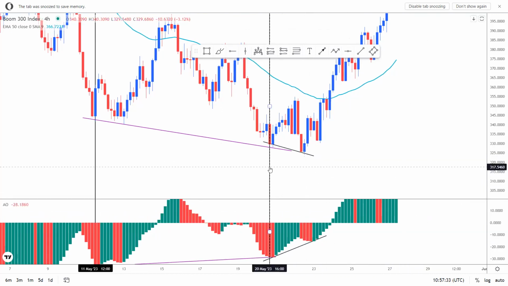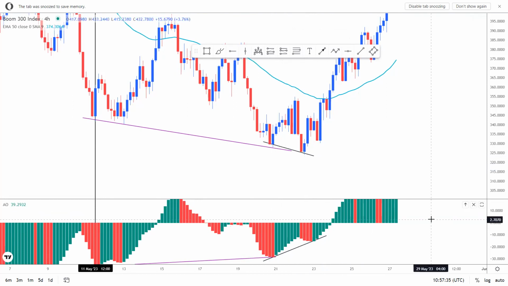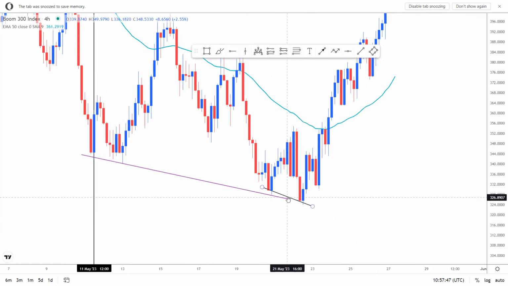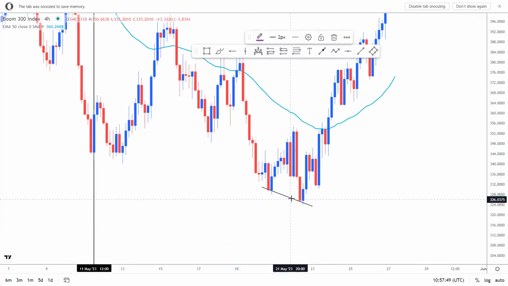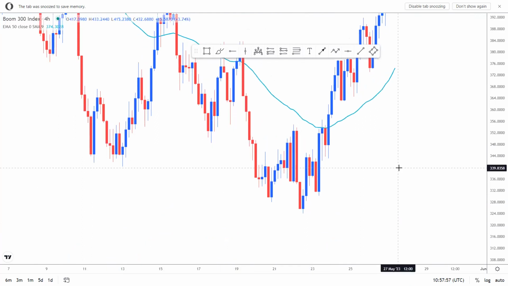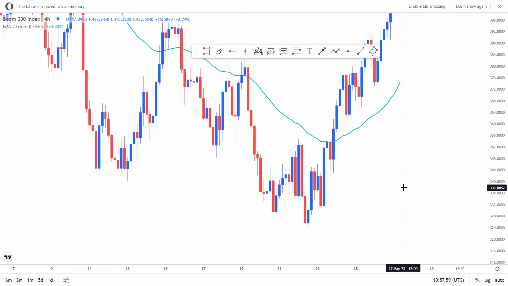And now this is the job of the awesome oscillator. Clearly having identified the divergence using the awesome oscillator, I can now take out the awesome oscillator, having done its job and predicted that the price rally is imminent.